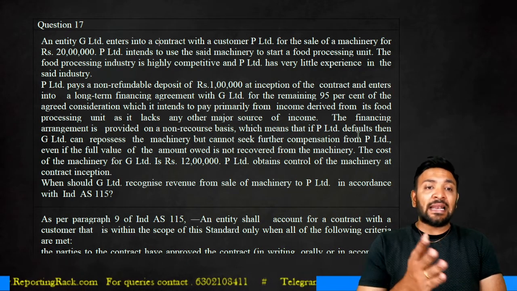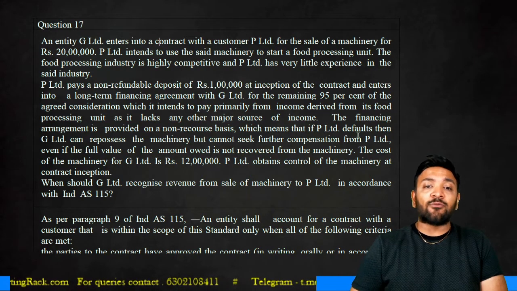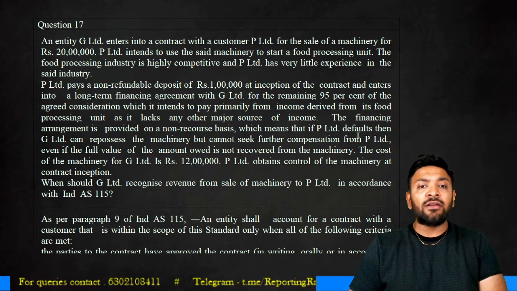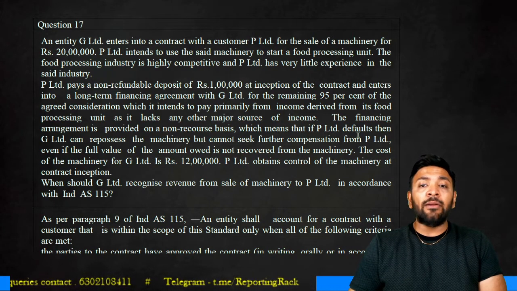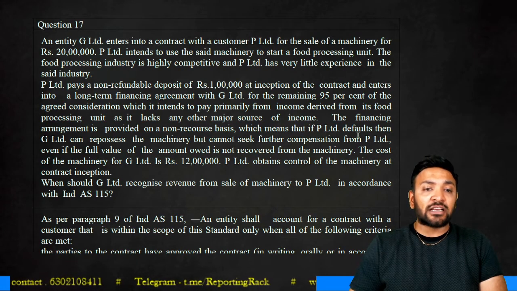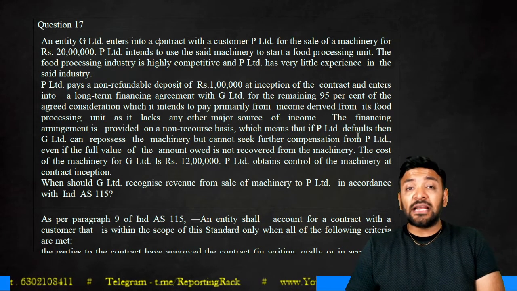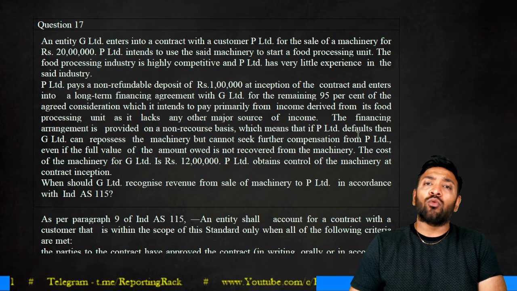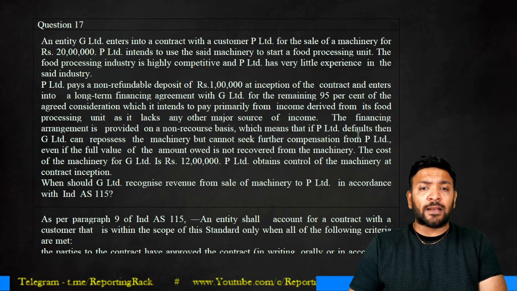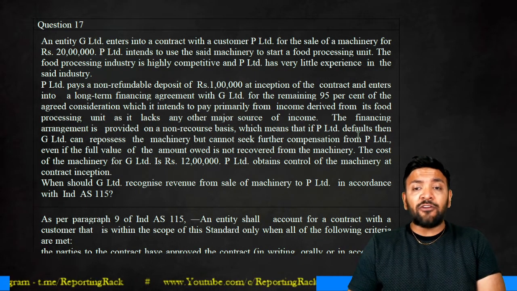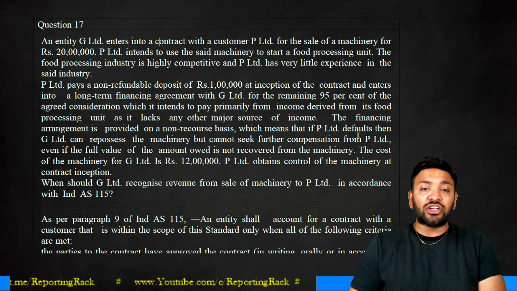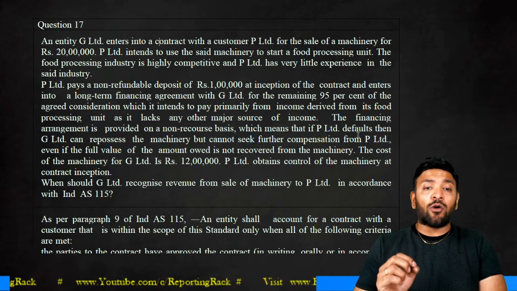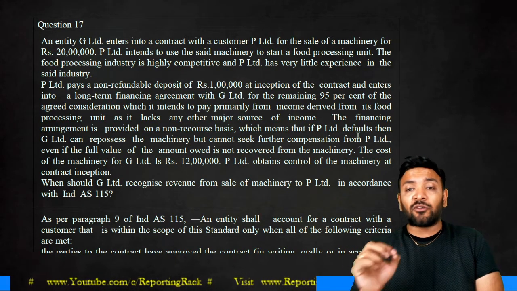To pay the balance 19 lakhs of the consideration, they are entering into a long-term financing arrangement with the vendor, who is G Limited, for the remaining 95% of the agreed consideration, which it intends to pay primarily from the income derived from the food processing industry, as it lacks any other major source of income. The financing arrangement is provided on a non-recourse basis. What do you mean by non-recourse basis? He further explains, which means that if P defaults, then G Limited will repossess the machinery and cannot seek further compensation from P Limited, even if the full value of the amount owed is not recovered from the machinery.